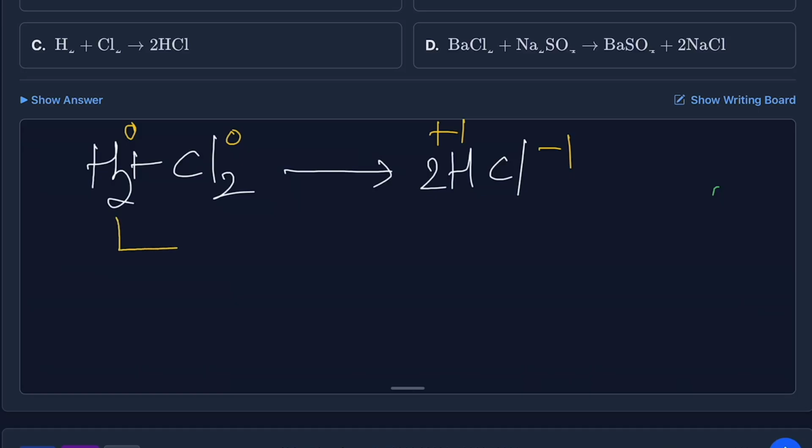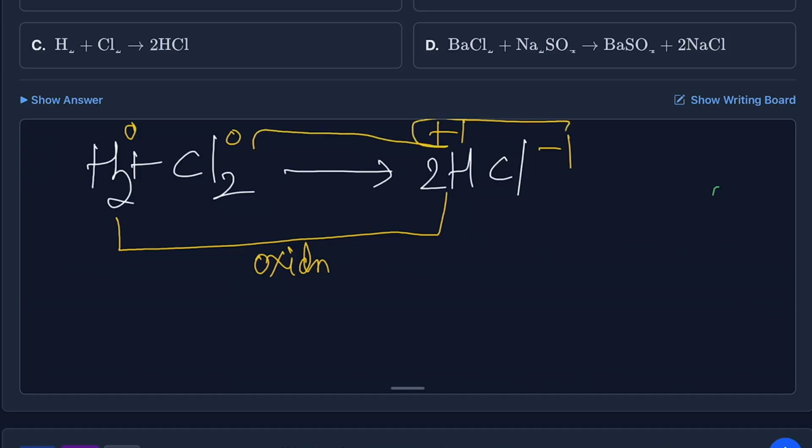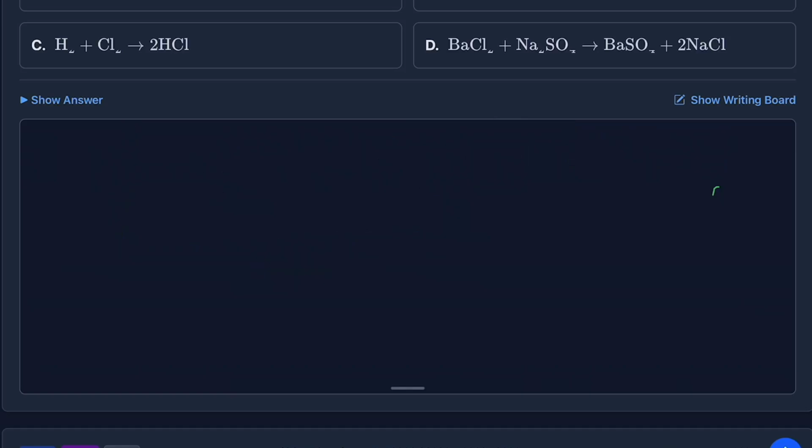From H2 to H, there is an increase in the oxidation number, we call it the oxidation, and from chlorine 0 to minus 1, a decrease in the oxidation state, we call it the reduction. This means in this option also oxidation and reduction occur simultaneously, so this is also a redox reaction.